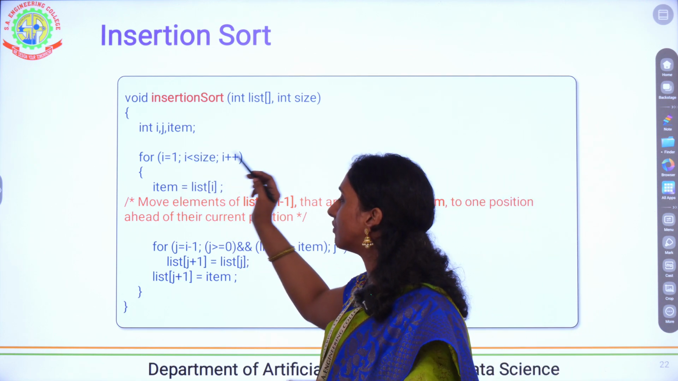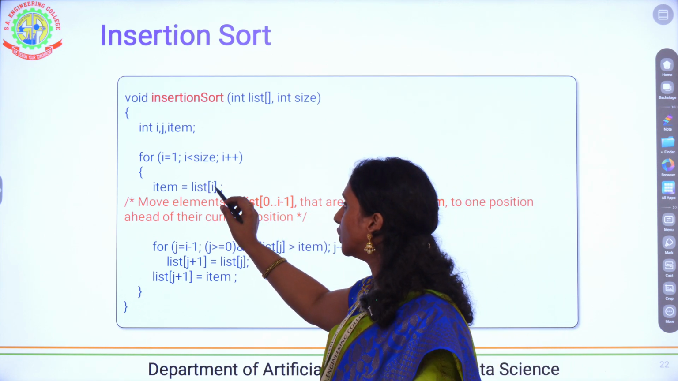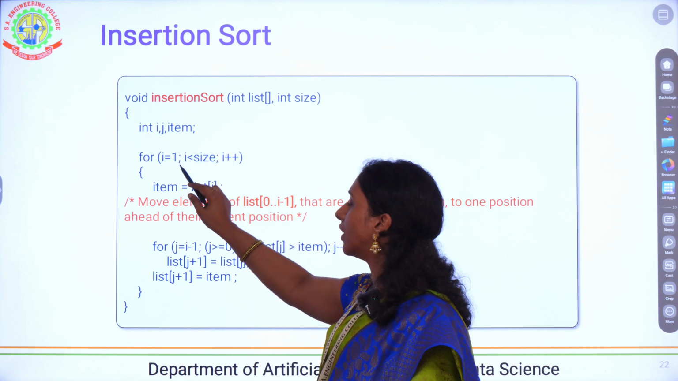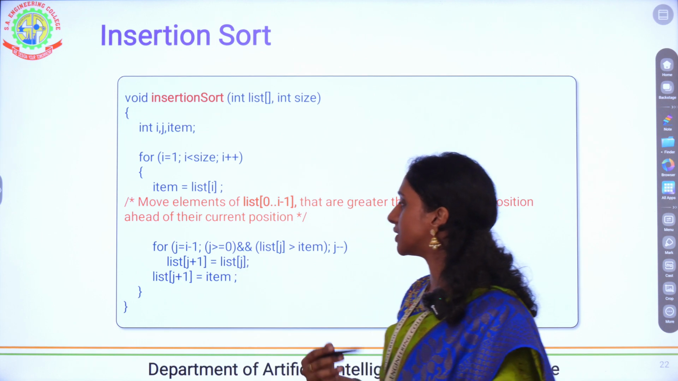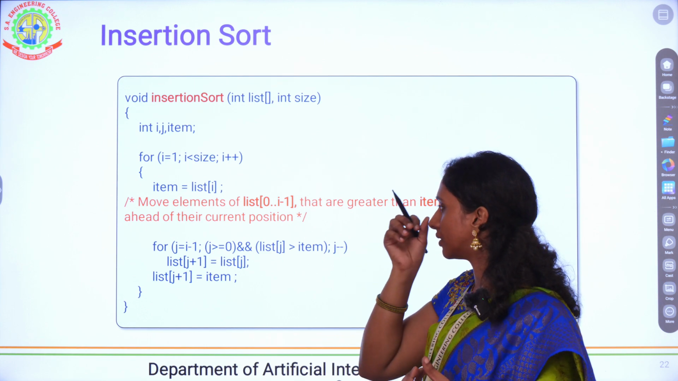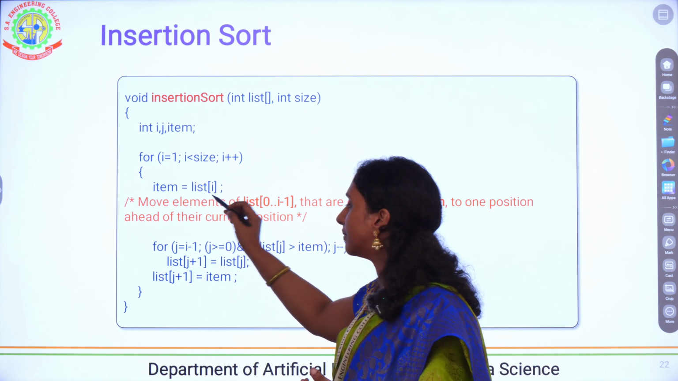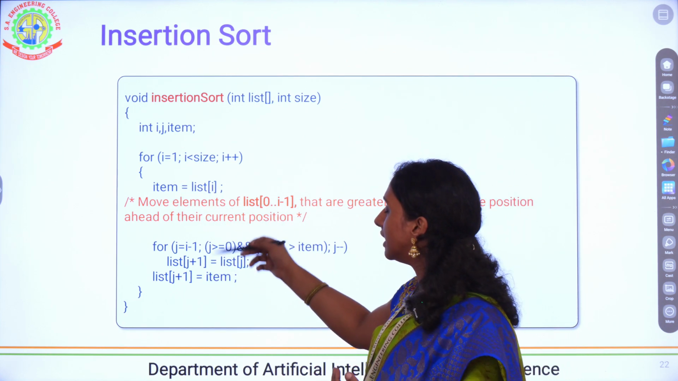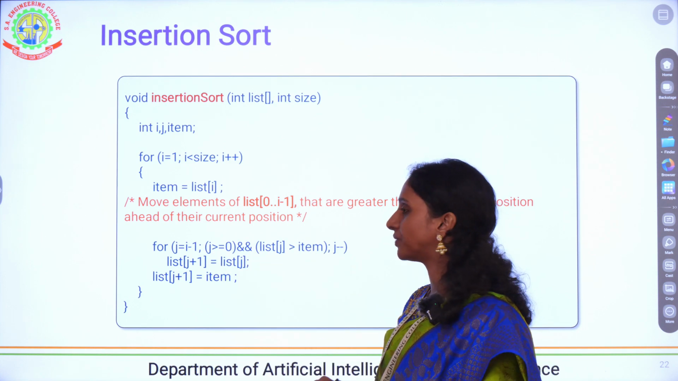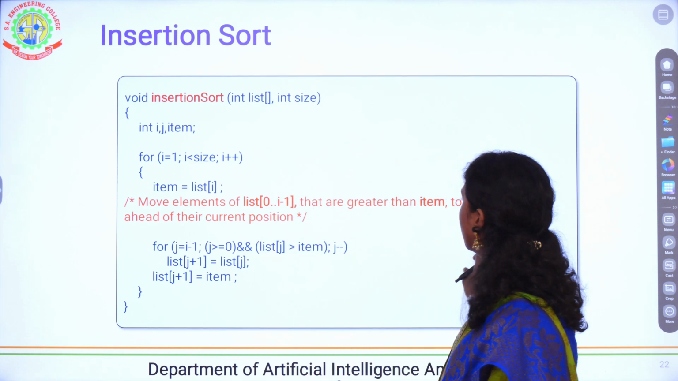Now we are writing one for loop, starting with i equal to 1, and i is less than size, and i plus plus, where i is the number of iterations to be taken, and the current value from the list will be saved in item. Then there is the inner for loop. We are doing the inner for loop for checking the comparisons, and if there is any need of insertion, that all can be done within this insertion code.